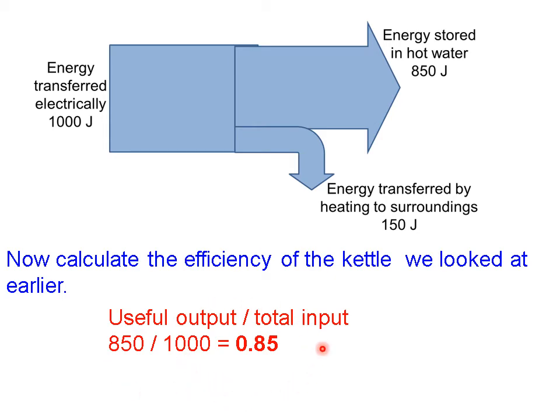Best thing to do now is to check that you've got a number between 0 and 1 and you've not got a number that's more than 1, because the temptation is, as ever, to divide the bigger number by the smaller number, and that's a common mistake that people make on these questions. This is the same as 85%, so it's either 0.85 or 85% efficient.